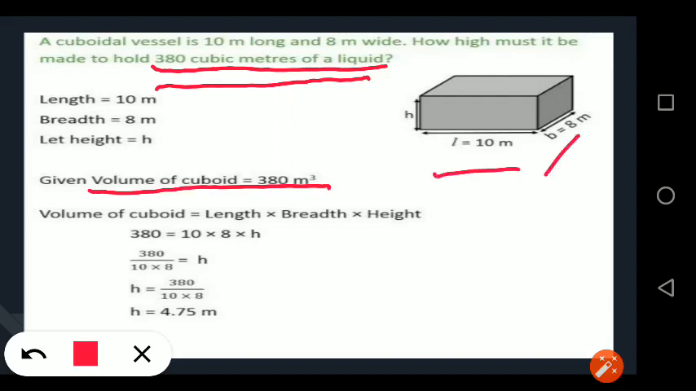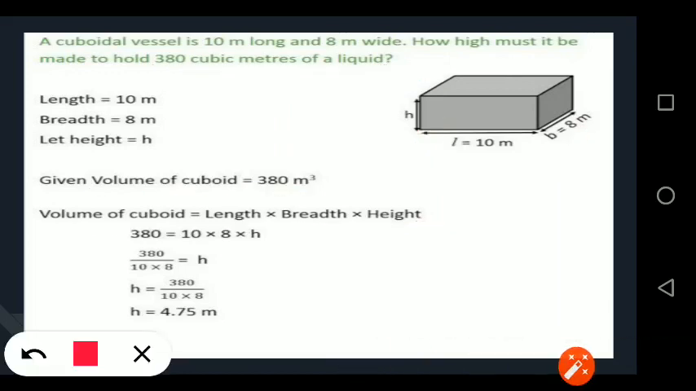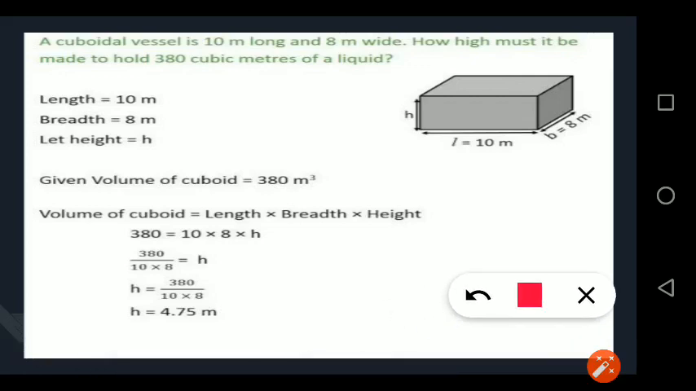Length is given, breadth is given, height is not given to us. So we have to find out height. Again the same formula we will use. Volume of cuboid is equal to length into breadth into height. So what we get, 380 is equal to 10 into 8 into H.